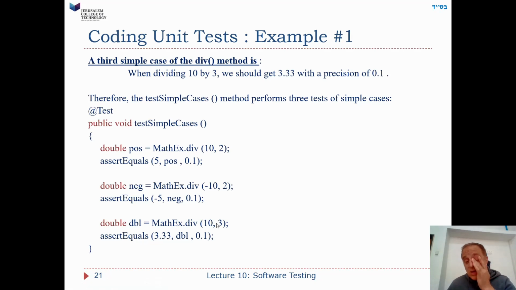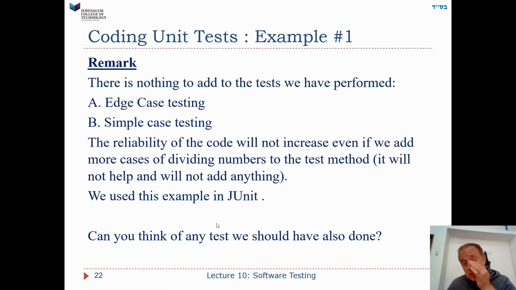Can you think of any more cases that we didn't test? Well, he says, no, there is nothing to add to this test we have performed. We've done the edge case, we've done the simple case. The reliability of the code will not increase even if we add more cases of dividing numbers, like dividing 11 by 17, and you could divide all kinds of numbers. We're not going to do every single simple case, because it will not add anything.